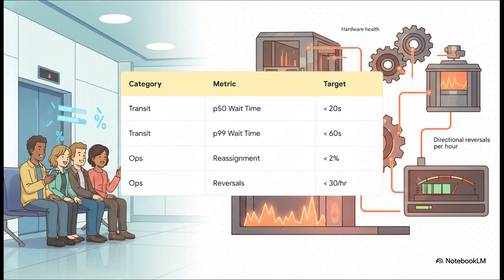We track passenger wait times fiercely, really focusing on the 99th percentile to ensure no one is waiting forever for a ride. But we actively contrast this against operational hardware metrics, things like car utilization rates and directional reversals per hour. This ensures our fancy algorithm isn't just thrashing the cars back and forth and burning out the motors unnecessarily.